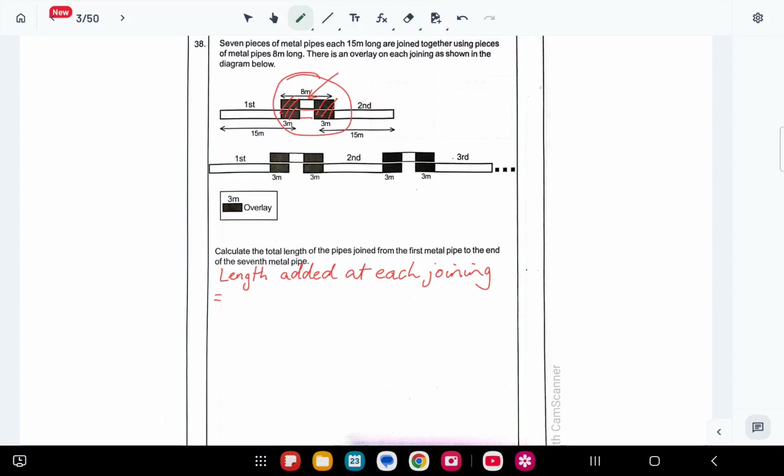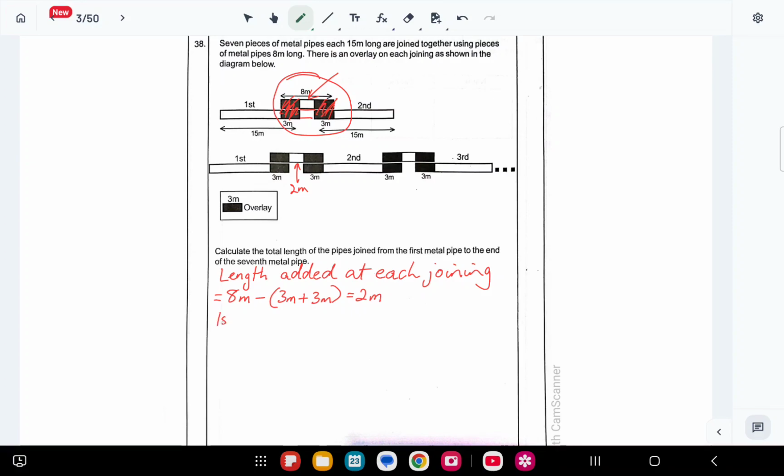So we know now the total piece here was 8 meters, and we need to take away the sum of the extra pieces that were overlaid, which was the 3 meters on one side and 3 meters on the next side. So that remains with 2 meters. So we know this little piece here is 2 meters. So good.